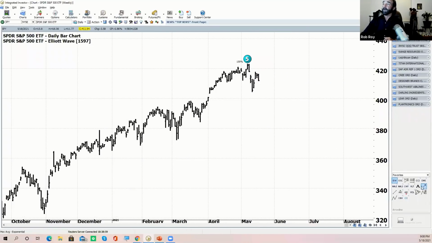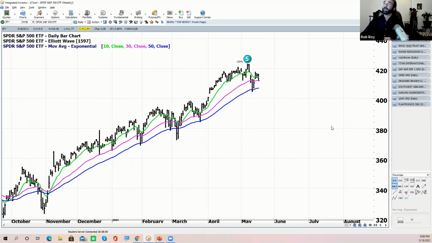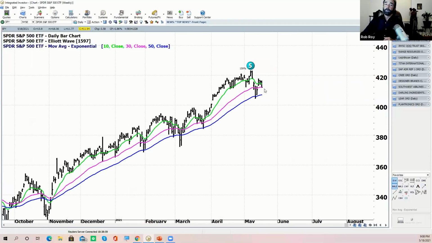So when we see that, we want to look at where the 10-day moving average is. We broke below that, closed below it today, closed right on the 30-day. I don't look at the 30-day for support. For those of you that might be newer with us, that lime green line is the 10-day moving average, the fuchsia line is the 30, and the royal blue line is the 50-day moving average.